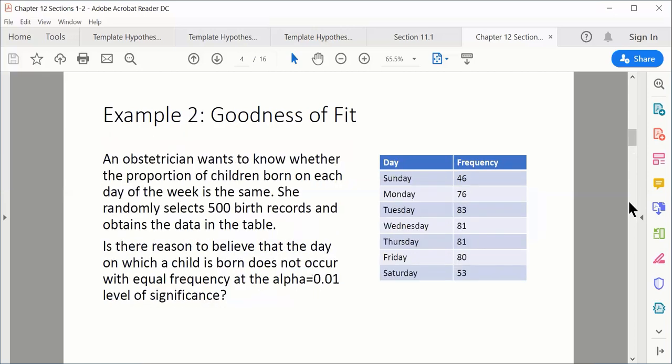And then for the obstetrician model, the model she suggests is that there's the same number of births every day of the week. The null hypothesis says, yes, there are the same number of births every day of the week. And the alternative is no, there aren't. There is a significant difference between that model and what happened in our data.